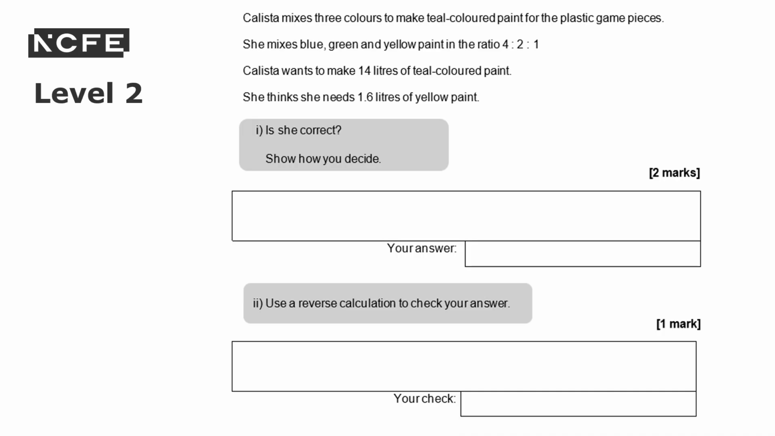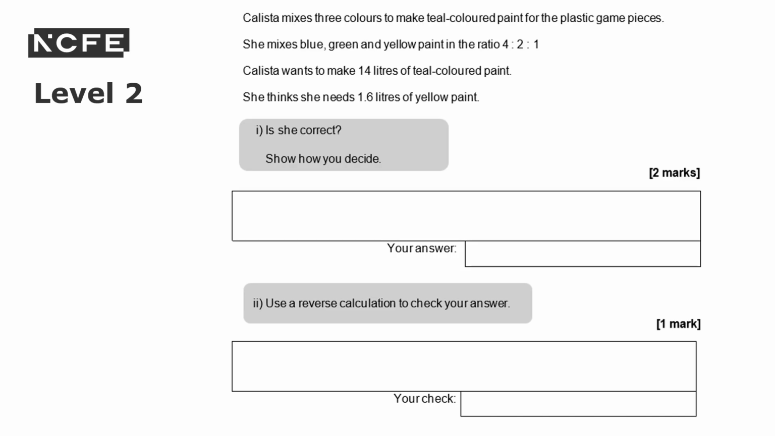Okay, now we've got a level 2 question, and again, this is a past question written in the new style. Callista mixes 3 colours to make teal coloured paint for the plastic game pieces. She mixes blue, green and yellow paint in the ratio of 4:2:1. Callista wants to make 14 litres of teal coloured paint.